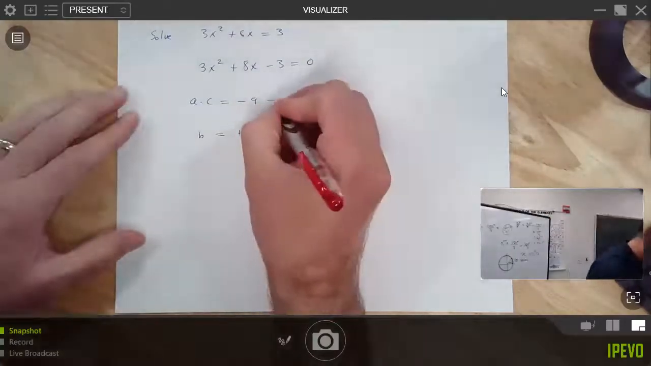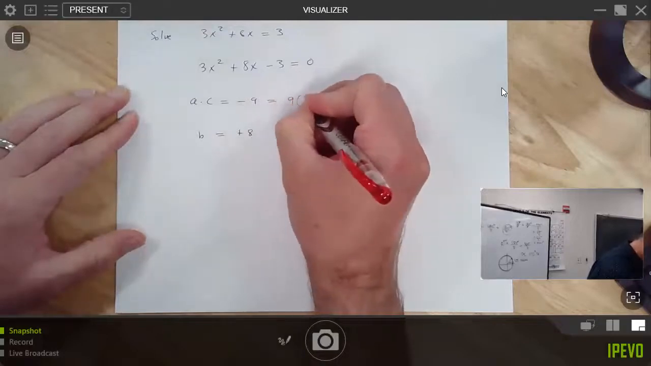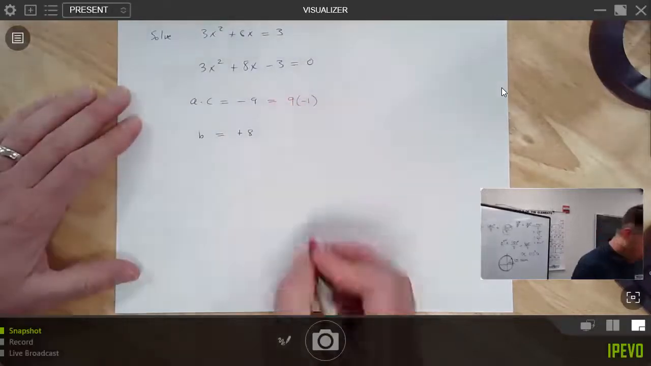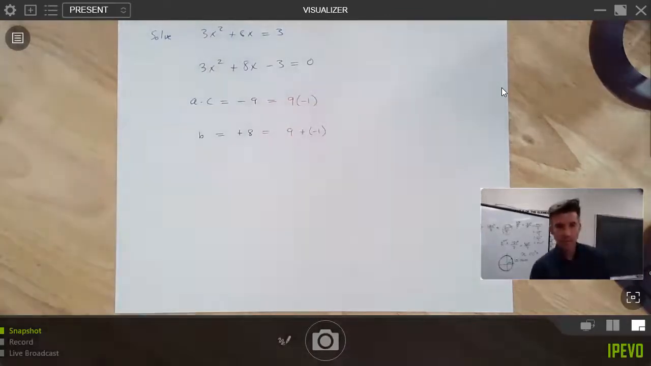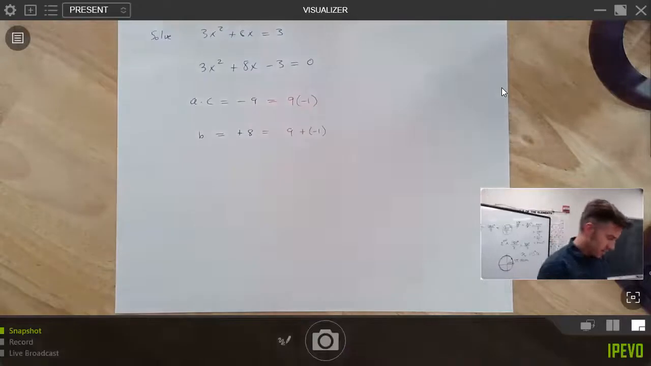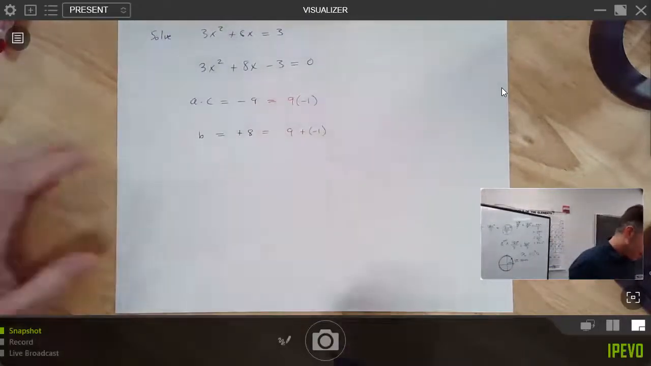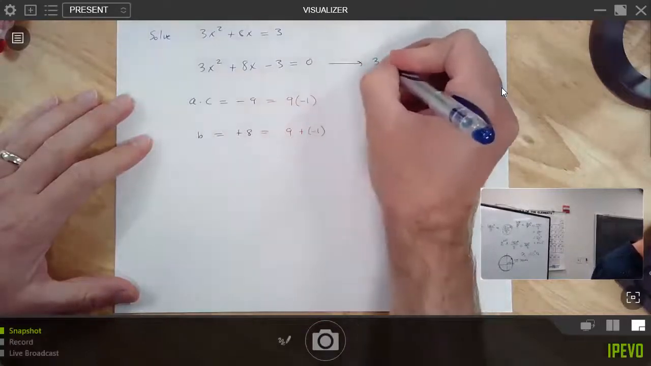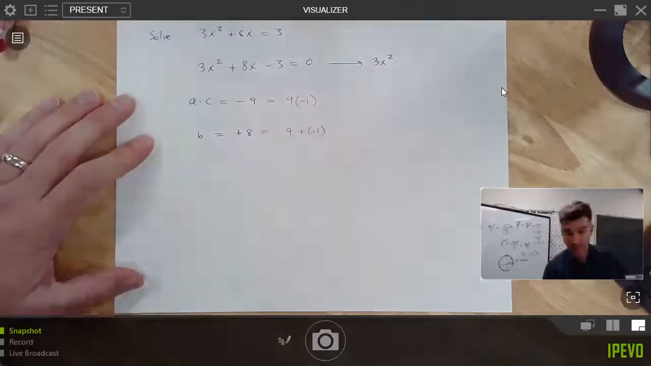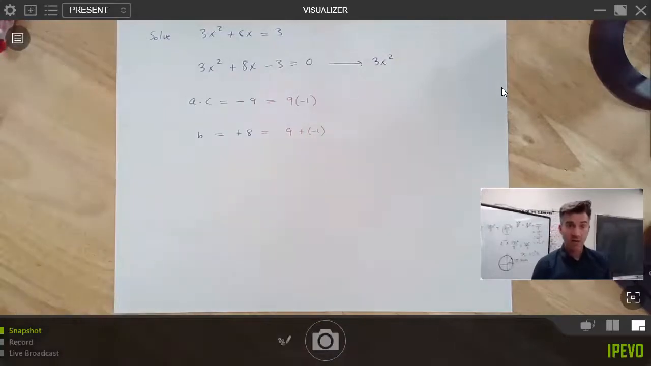So I'm thinking 9 times negative 1. Or I'm thinking 9 plus negative 1. That works. So then we're going to rewrite this equation as 3x squared. And I'm going to take my own advice here. If I have a choice between writing the negative thing first or the positive thing first, I'm actually going to choose to write the negative thing. Again, it actually doesn't matter. Either way will work.